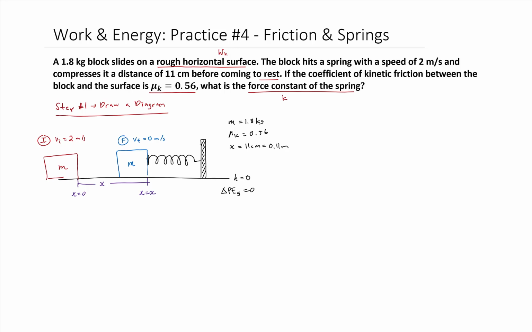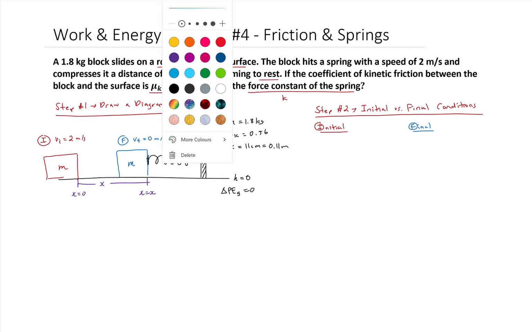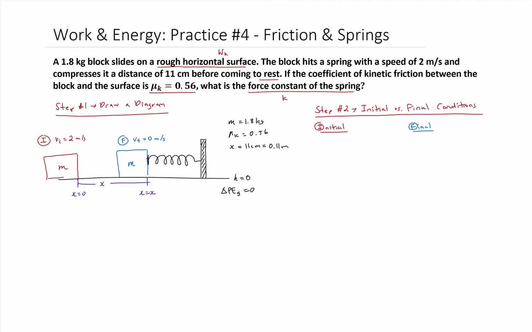So now, in step 2, we can analyze the initial versus final conditions. In the initial condition, we do have KEi equal to 1/2 m Vi squared. So this is a non-zero value. We then have PEi, which is equal to 1/2 k x squared. But we know that x is 0 at the beginning, so we have 0 over here.